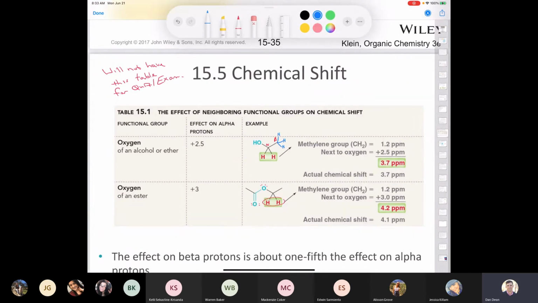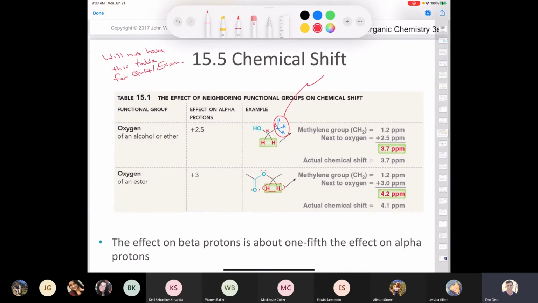So can anybody tell me what the baseline was for the 3 protons of a methyl? You go back to the previous slide. Could anybody tell me what the baseline chemical shift is for the 3 protons of a CH3 of a methyl group? Exactly. It's 0.9 parts per million. Now it says it's 1/5. If the effect is plus 2.5, what's 1/5 of 2.5? It's 0.5. So we would add 0.5 parts per million. That would give us a chemical shift of 1.4 parts per million for these 3 protons. Now keep in mind, this is just an estimate, but that would probably be a very good estimate.